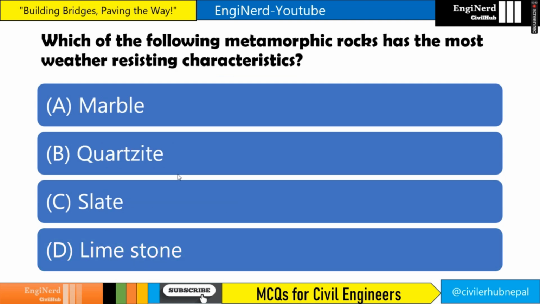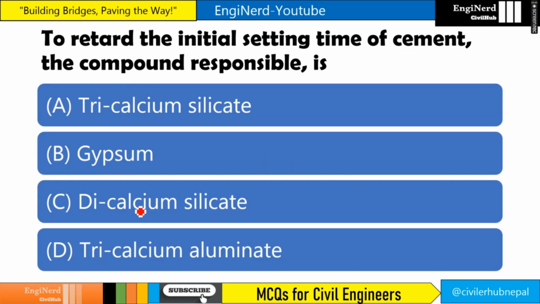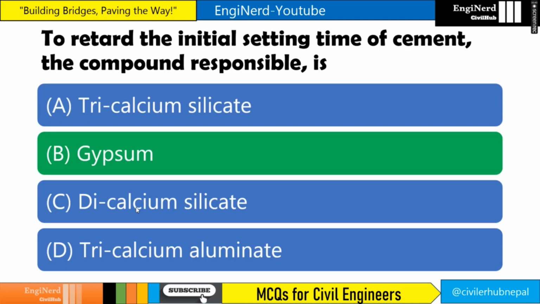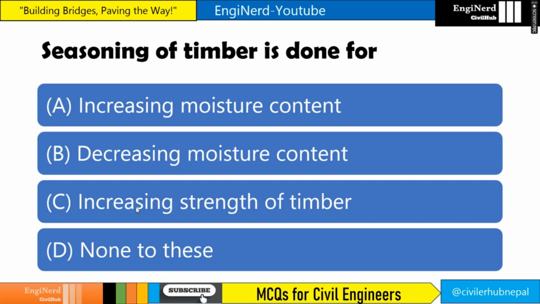Which of the following metamorphic rocks has the most weather resisting properties? So the answer is quartzite, right? To retard the initial setting time of cement, the compound responsible is gypsum, right? If you see here in tricalcium aluminate, the rapidity of action is regulated by the addition of 2 to 3% of gypsum at the time of grinding cement, right? So answer is gypsum. Seasoning of timber is done for decreasing moisture content, right?